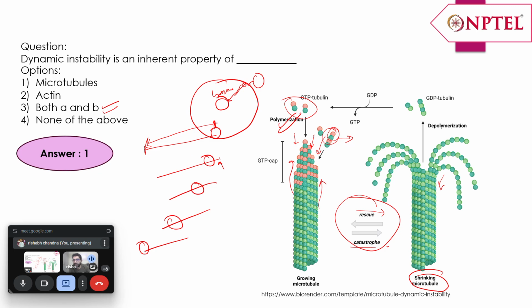So there would be one point where depolymerization would be happening, and there would be one point where polymerization would be happening. Okay, so is the explanation clear? Yes. Okay, so let's move on to the next question.